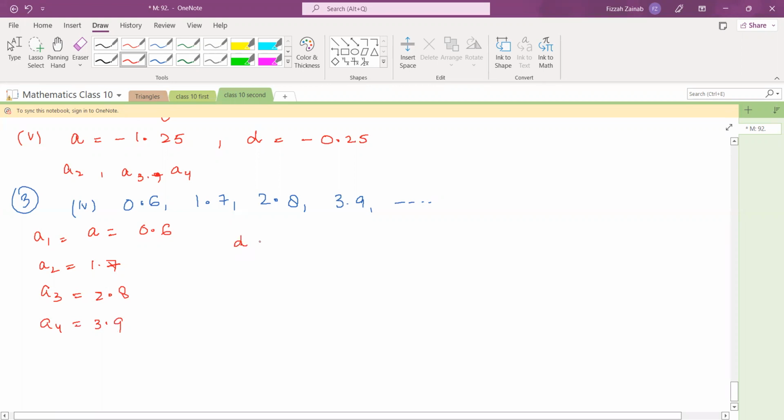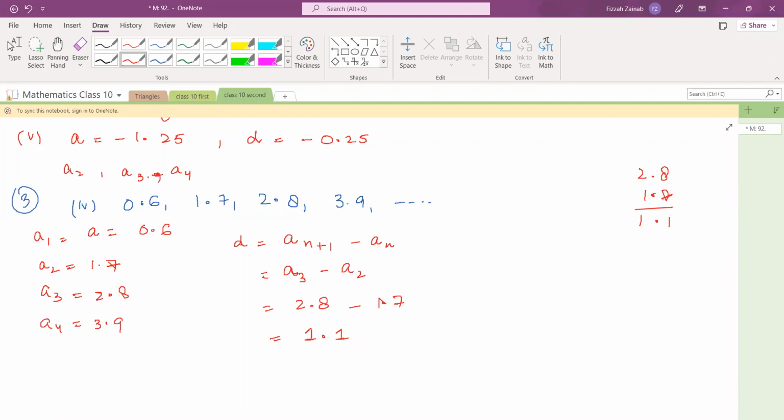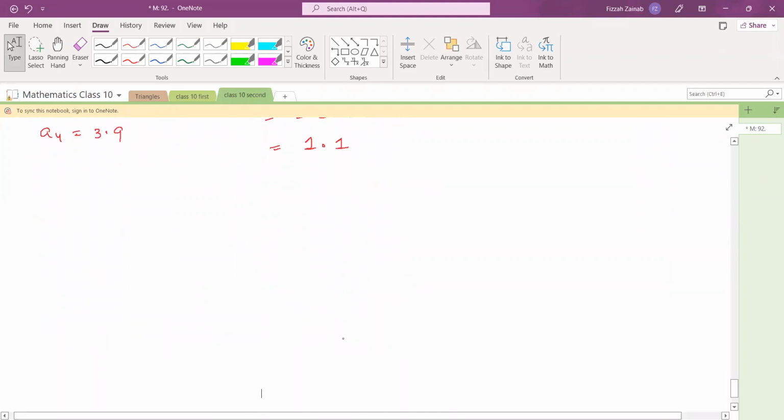Now the common difference D is A(n+1) minus A n. So any you can take. Let me take A3 minus A2. So 2.8 minus A2, which is 1.7. You can do subtraction here, right? 1, then decimal 1, so 1.1. This is the common difference. Okay, so the rest of the parts you can do. It's easy. Question number 3.